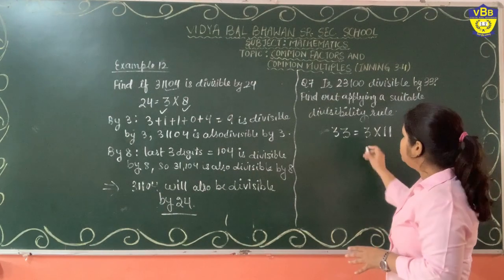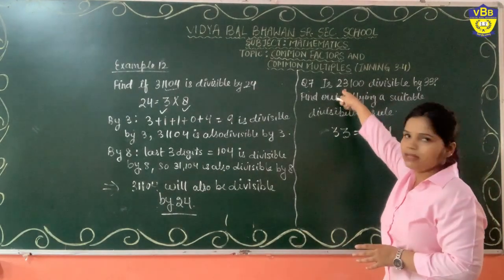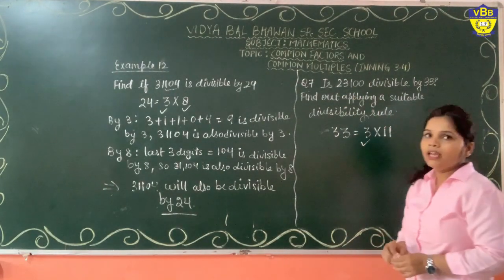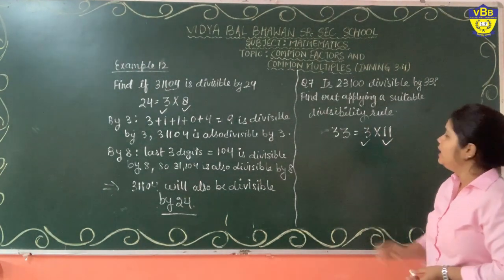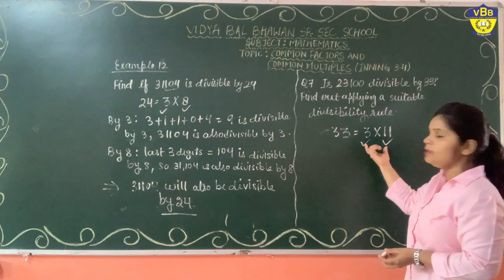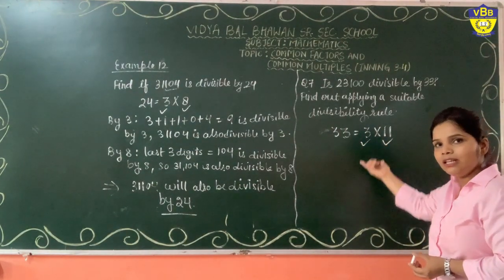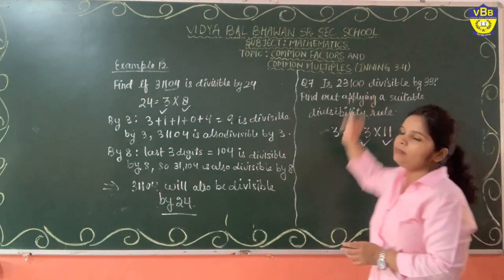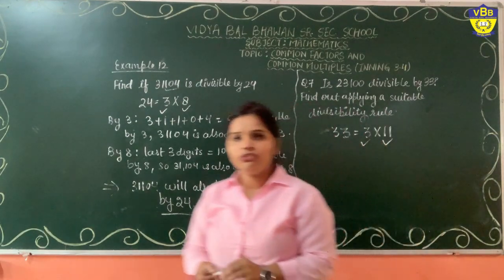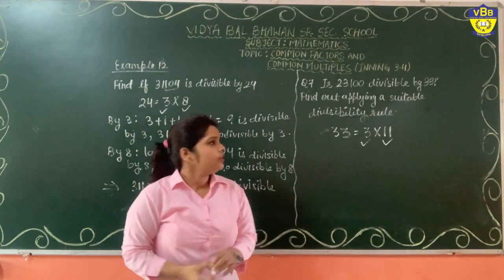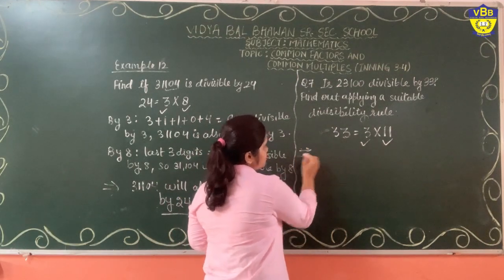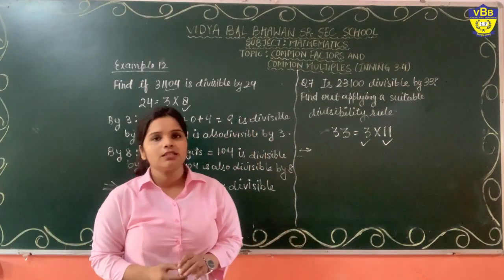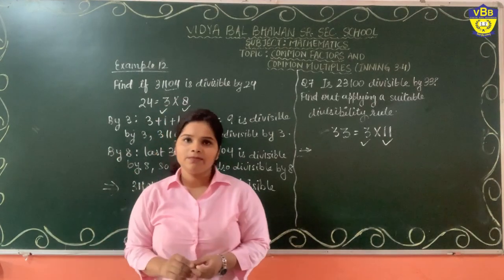So what you will do is check if the given number is divisible by 3 or not, and then check if it is divisible by 11 or not. If the number is divisible by both 3 and 11, then the given number will be divisible by 33. This is your practice question. You need to solve it like this one.